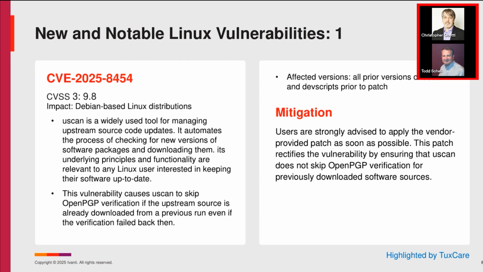It's affecting Debian specifically. There's a utility called uscan, widely used for managing upstream code updates within your Linux distributions. So if you're using uscan, this may be a concern for you. This vulnerability could cause uscan to skip OpenPGP verification if the upstream source is already downloaded from a previous run, even if the verification failed back then. So it's able to bypass certain checks and potentially create a risk within that environment. Their recommendation is to apply the vendor-provided patch as soon as possible, which will make it so that OpenPGP verification is not skipped or bypassed.